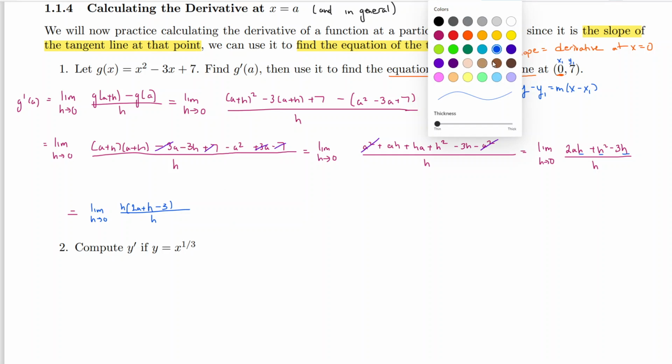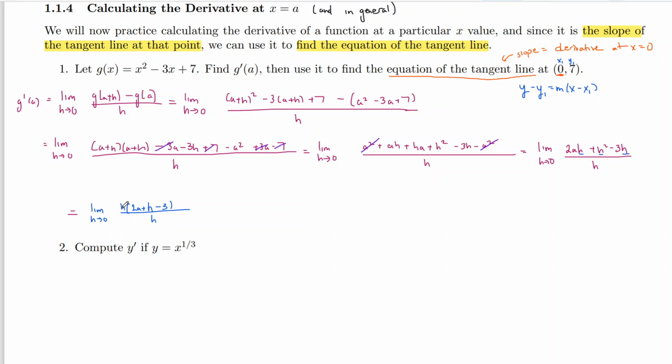All right, now what you should notice is what we really wanted to happen. At this spot, we can cancel the h because it's factored out. We can cancel it with the h in the bottom, and we're left with the limit as h goes to 0 of 2a plus h minus 3. Now, we don't even have a fraction in here, but once we get that cancellation, you want to go ahead and do your limit, which means plug in the 0, and we get 2a minus 3. That is our g prime of a.